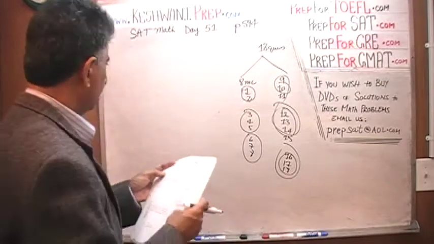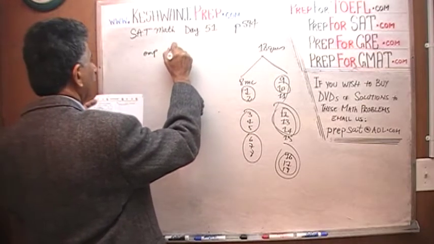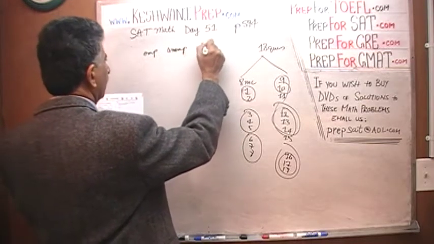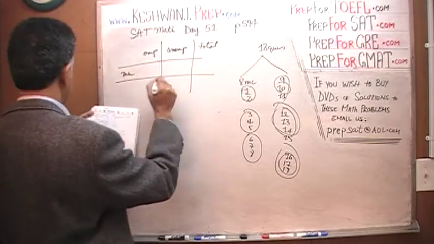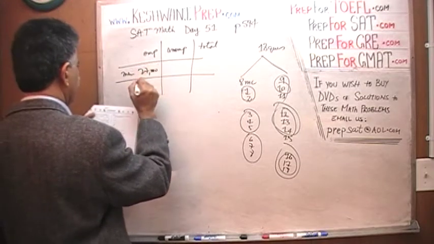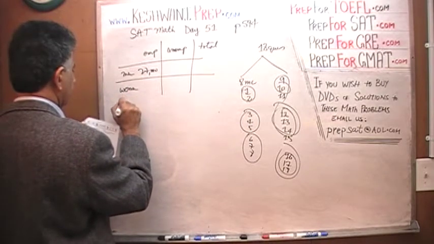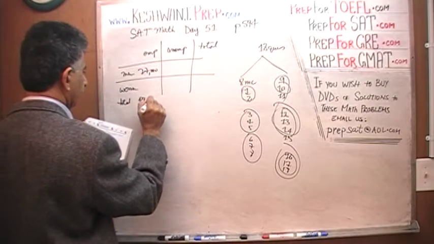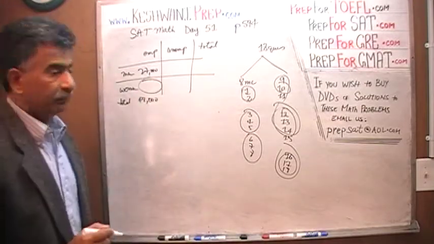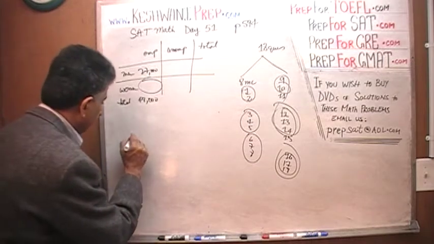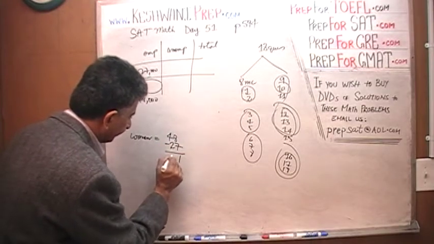Number 3. Here we have employed people. Here we have unemployed people. Then we are given a total. We are given men. We are told it's 27,000. Women is left blank, and the total here is 48,000. Before we do any work at all, we can see immediately that if the men are 27 and the total is 48, then women must be 48 minus 27 or 21,000.